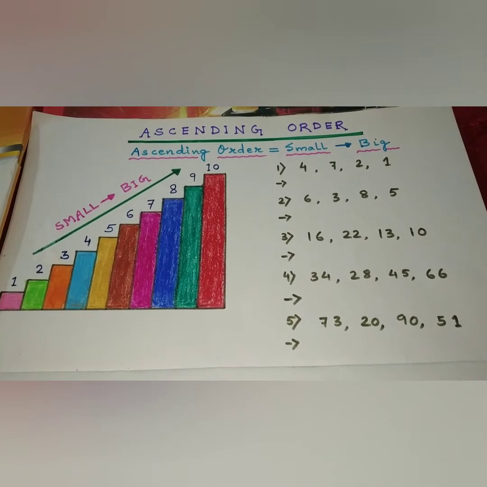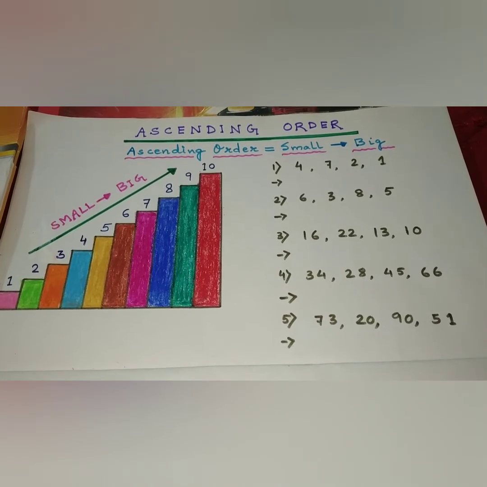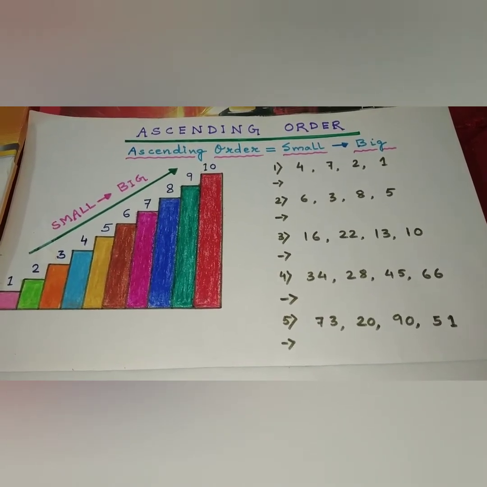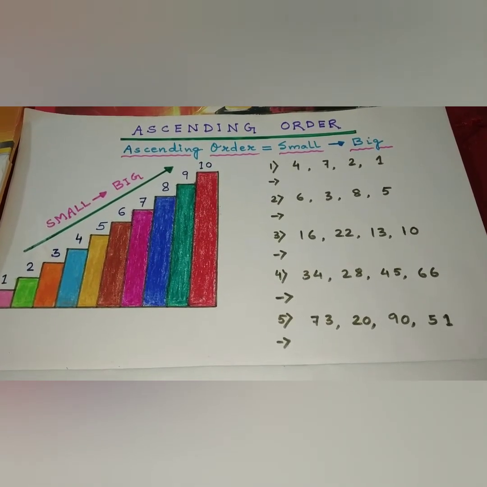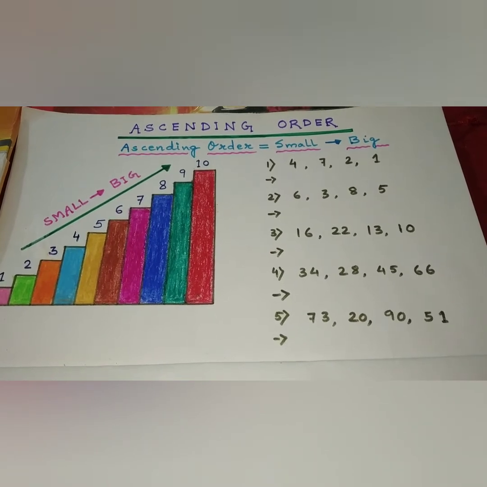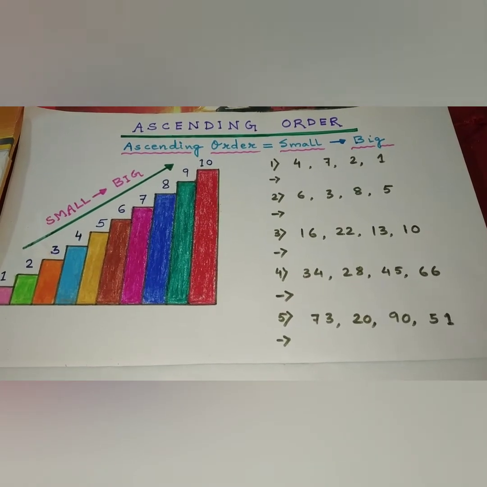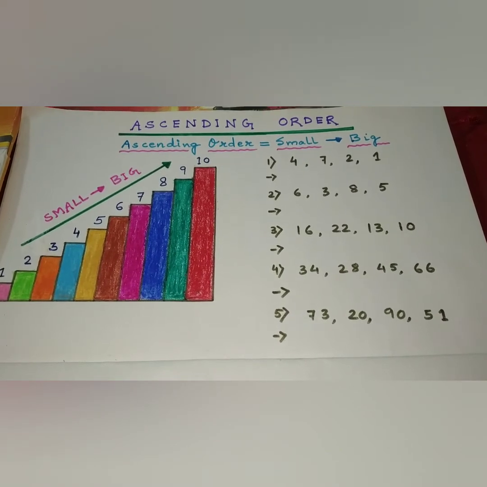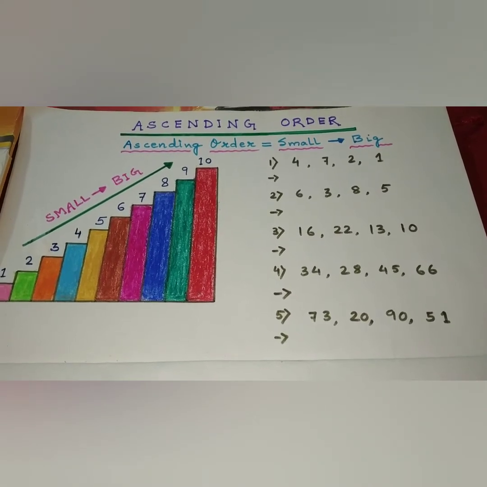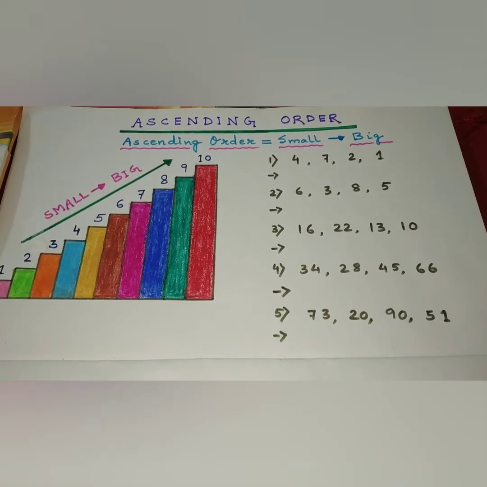In today's maths class, we will be learning a new topic, that is ascending order. Do you know what is ascending order? Ascending order means increasing order, which means when we count numbers from small to big, it is called ascending order. I repeat, when we count numbers from small to big, we call it ascending order.